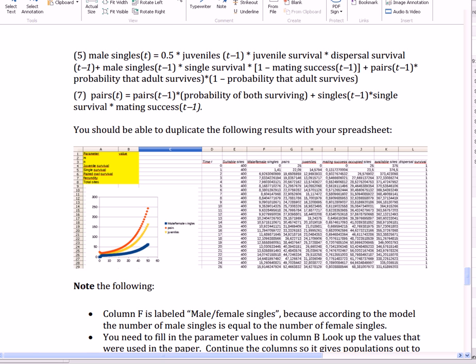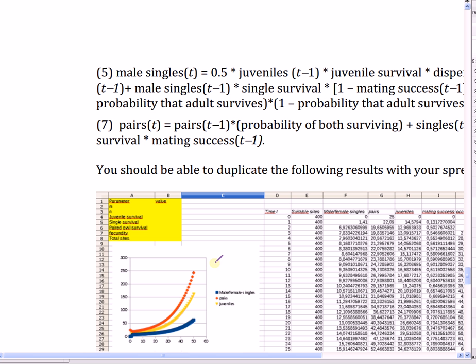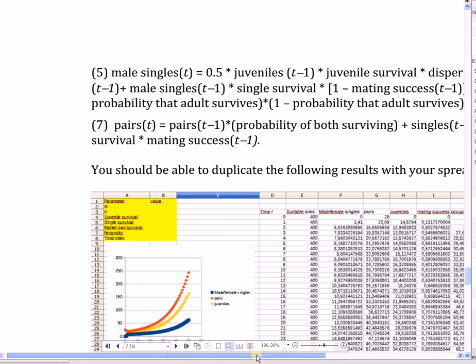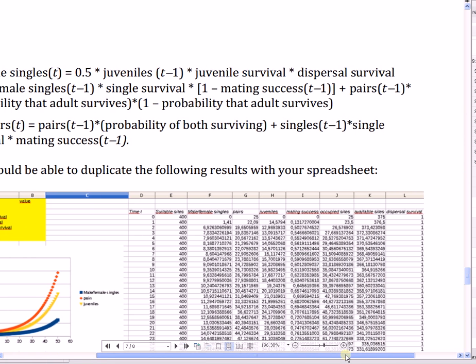Make it big enough so that you can see the headings here. Here are the parameters that you'll have to enter in, and as usual, I made a little box for the parameters. These values you can look up in the paper. For these other quantities, I suggest you arrange the columns like this.